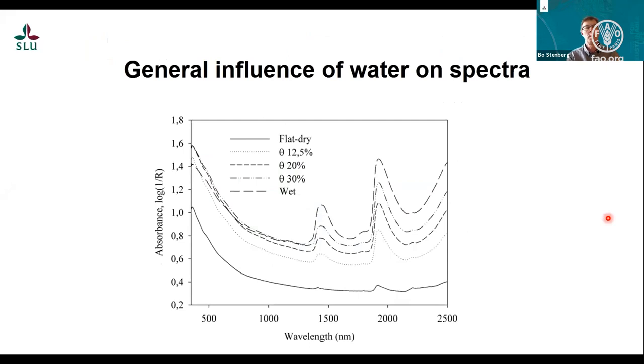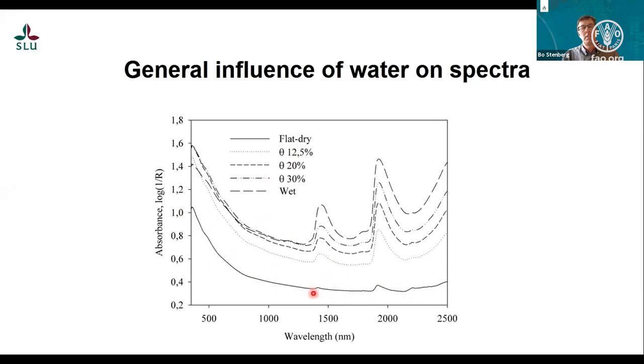This is the absorbance spectrum from the same soil. The line at the bottom here is the dry, air dried, or 105 degree dried soil, also with a flattened surface. The absorbance looks quite low, or the reflectance is high, compared to where we add 12.5 in the first step, the dotted line, 20% or 30%. And then wet is when the soil is saturated, too much water, but not very much too much, like a wet surface, not just moist.